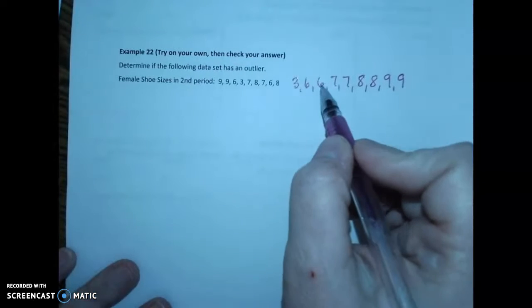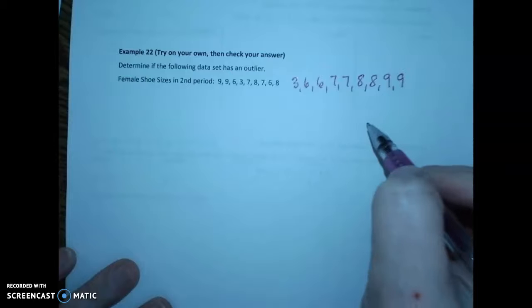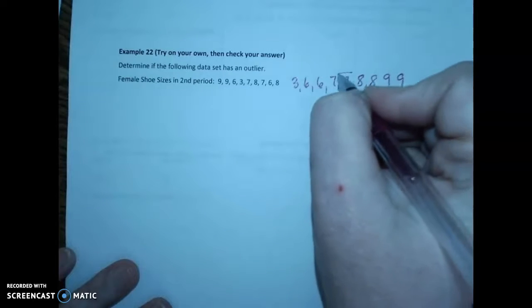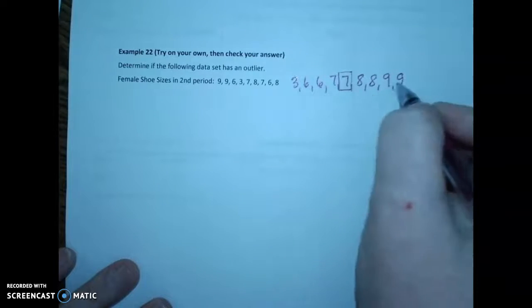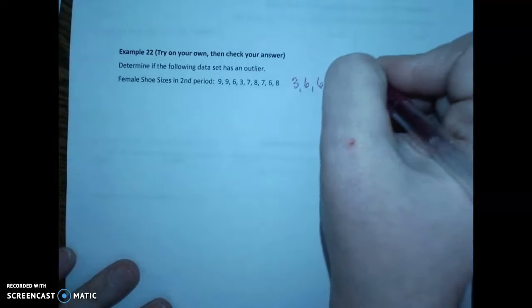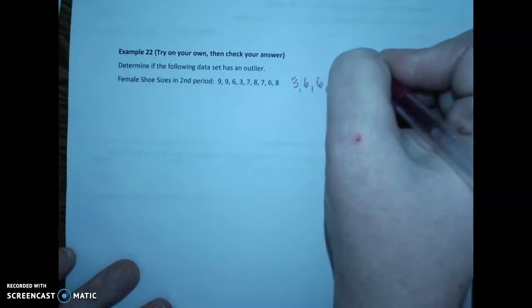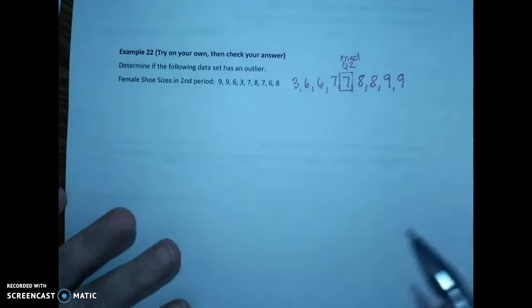I've got 1, 2, 3, 4, 5, 6, 7, 8, 9 pieces of data. That means there's an exact middle. It's going to occur right here, at this 7. There's 4 on this side and 4 on that side. That's how I know I'm exactly in the middle. That's my Q2, which is also known as the median. Okay? Then we need to have our Q1 and our Q3.